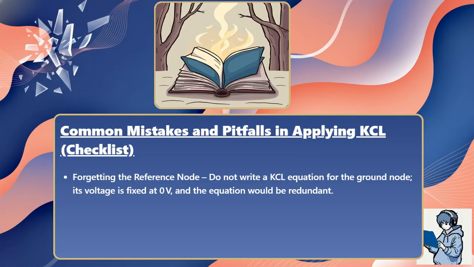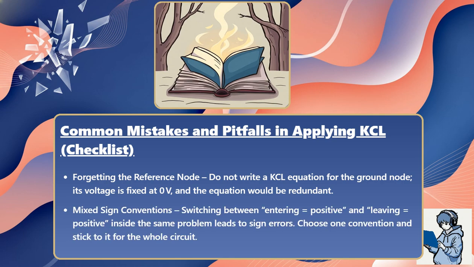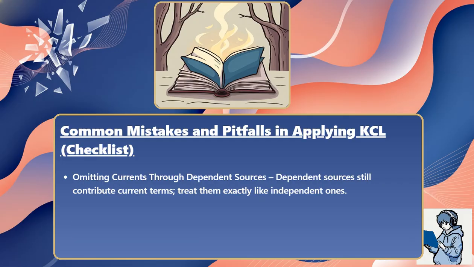Forgetting the reference node: do not write a KCL equation for the ground node. Its voltage is fixed at 0 volts and the equation would be redundant. Mixed sign conventions: switching between entering equals positive and leaving equals positive inside the same problem leads to sign errors. Choose one convention and stick to it for the whole circuit. Omitting dependent sources: they still contribute current terms. Treat them exactly like independent ones.